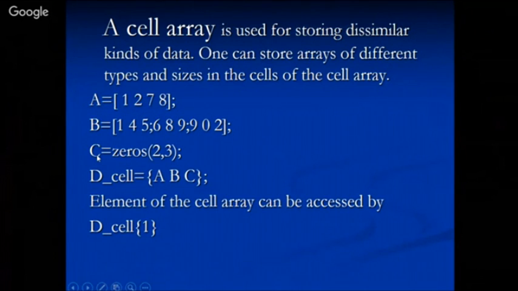And one more variable C is defined, which is zeros(2,3). That means 2 rows and 3 columns of zeros. It will just create 0 0 0, 0 0 0, like that. Now D_cell, when you want to create a cell, within braces you put A, B, C. A, B and C are arrays of different data types and sizes. So these together you can put in a cell. So I'll just show you.